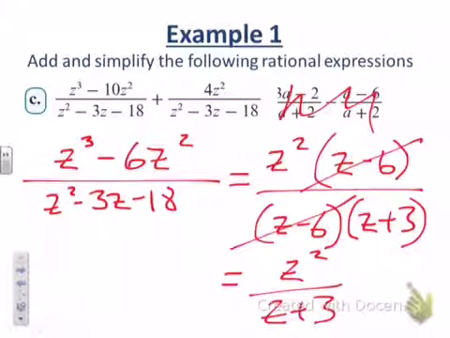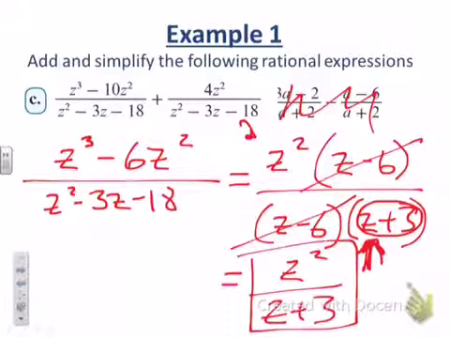I can't cancel, Jay, look at me. I can't cancel that z with that z because this z right here is what? It's a term. It's being added to 3. That's locked together. You can't cancel a part of a term. You can cancel the whole thing or nothing. So my final answer is z squared over z plus 3.